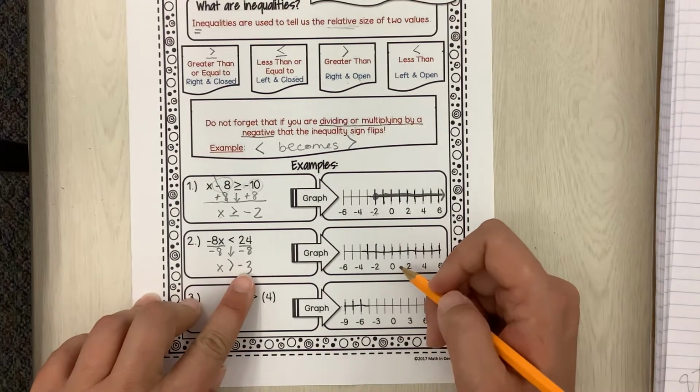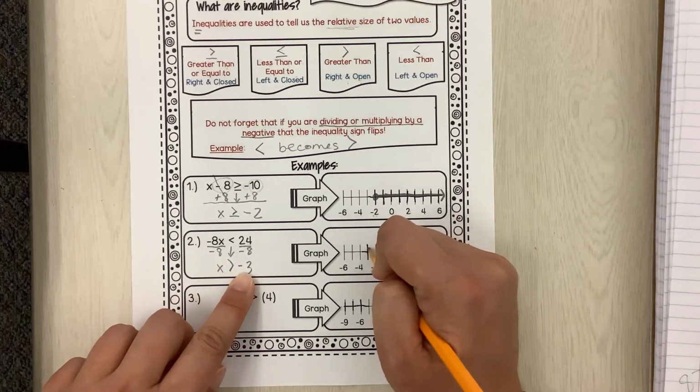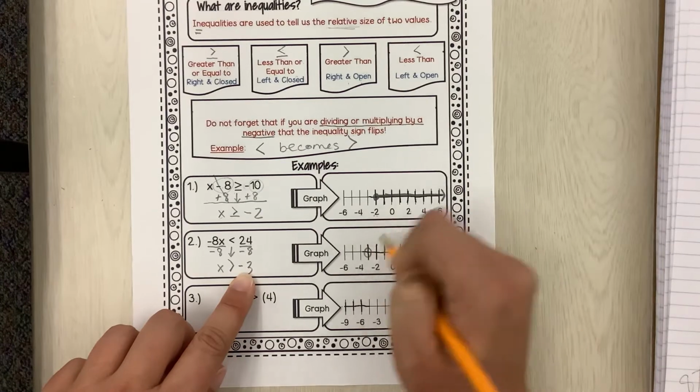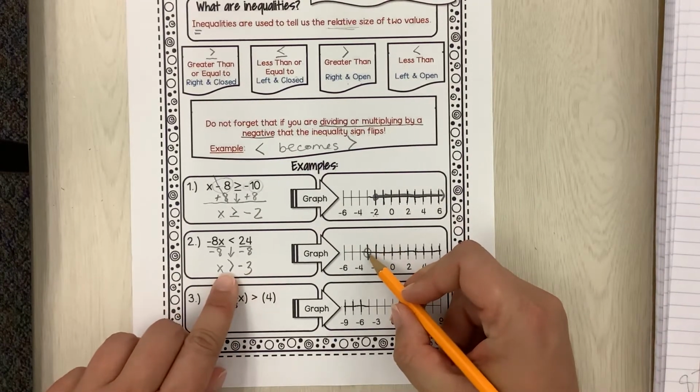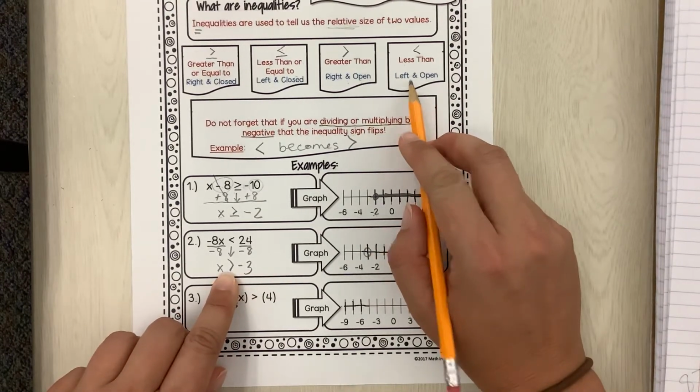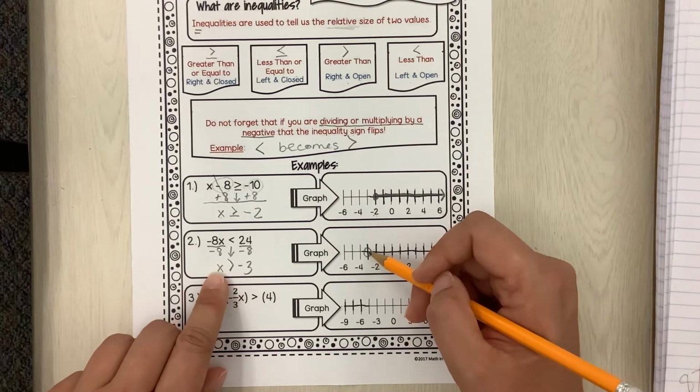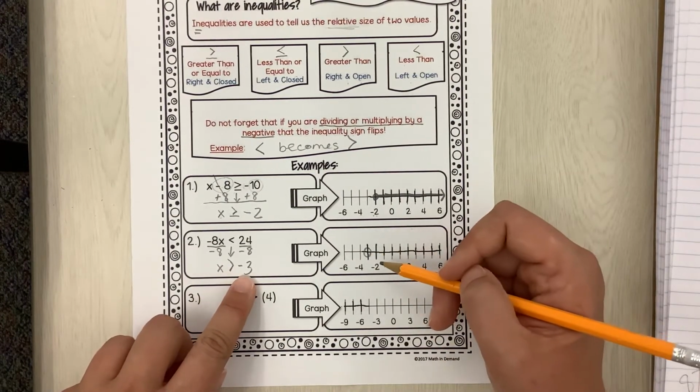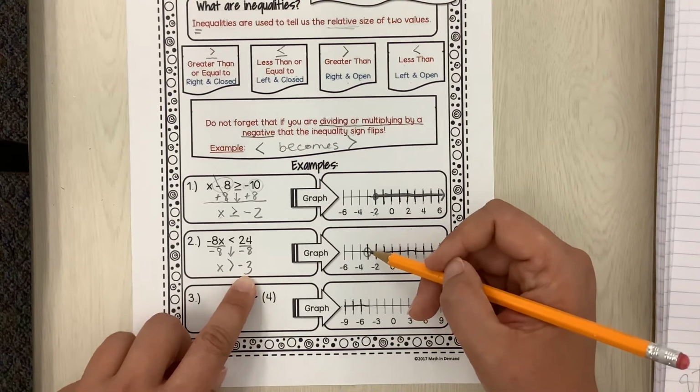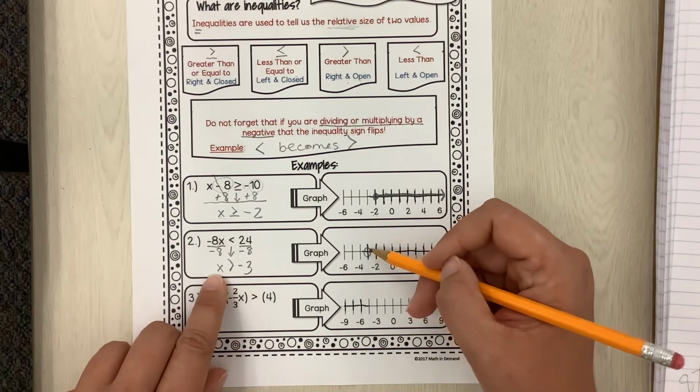So I need to find the -3. I'm going to put an open dot at the -3, and I'm going to keep it open to show that my answer cannot be -3. Is -3 greater than -3? No, -3 is -3. So it cannot be -3. So that's why I'm leaving it open.